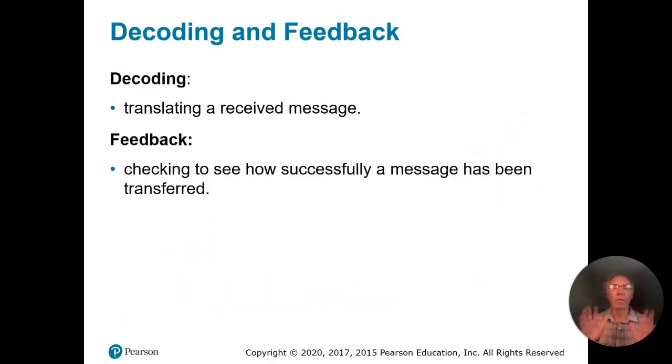There's lots of different ways that we can give feedback to the sender to see that their message is being received. Now, this idea of decoding is that we're taking the message and translating it into our speak. So when I hear a discussion or a question, I will take that question and regurgitate it back to the person to make sure I understand what the point is.